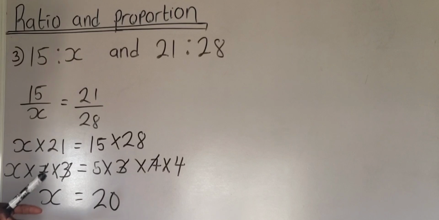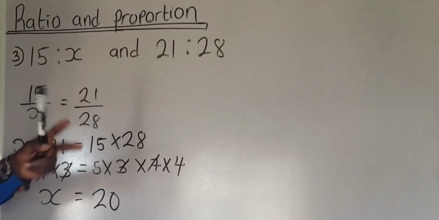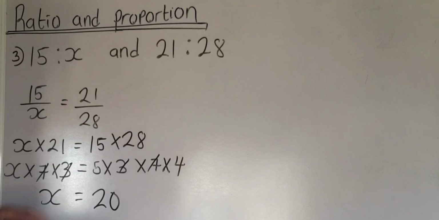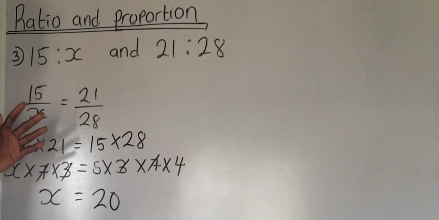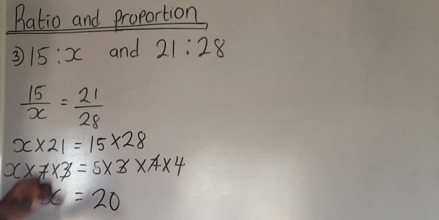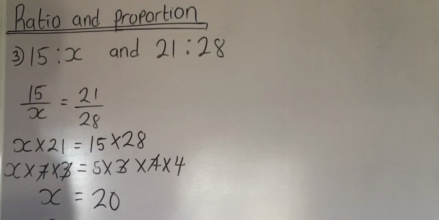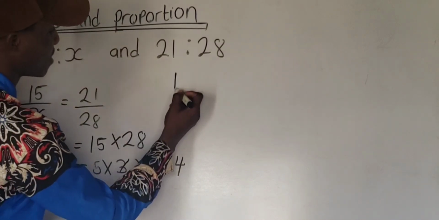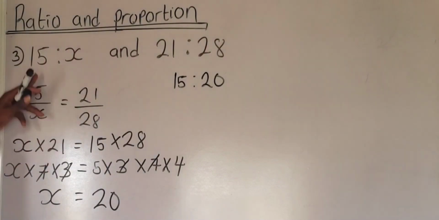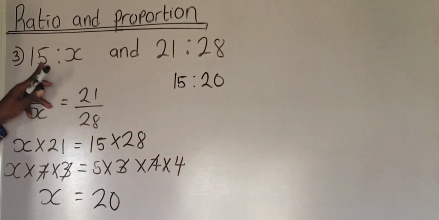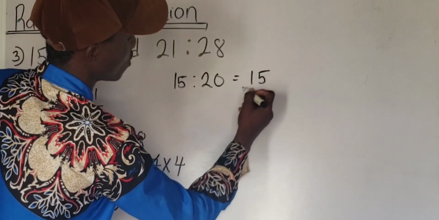So now let's check if the value of x as 20 will make this equal to this. The question says we should determine the value of x that will make this ratio be equal. Now I want to check. Maybe x is equal to 20 will make 15 ratio 20 equal to 21 ratio 28. Now let's check. 15 ratio x can be written as 15 ratio 20, since x is equal to 20. So 15 ratio 20 is also the same thing as 15 all over 20.